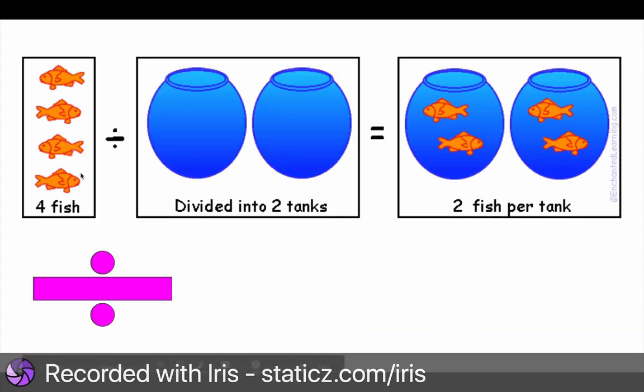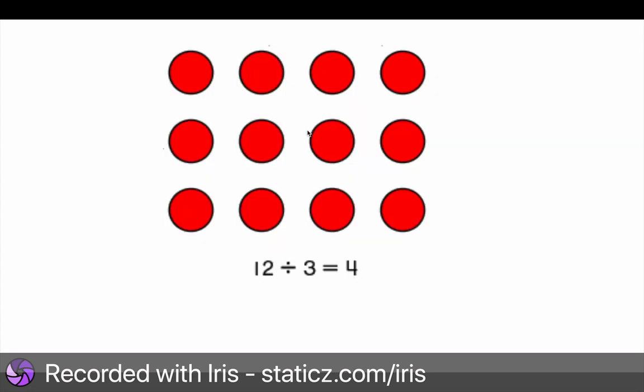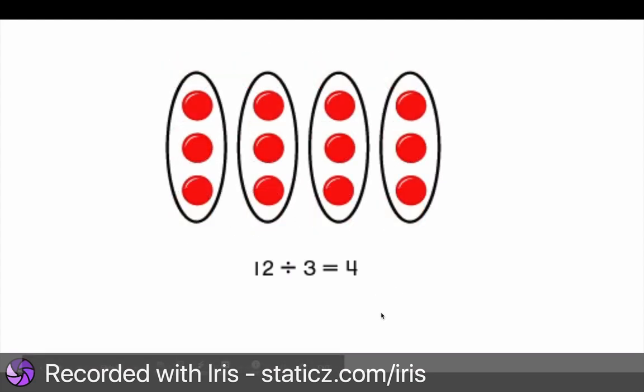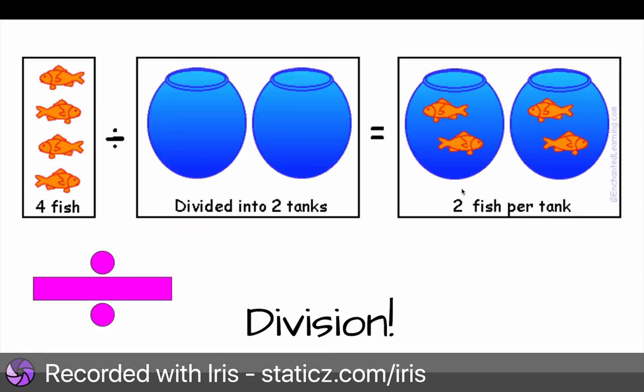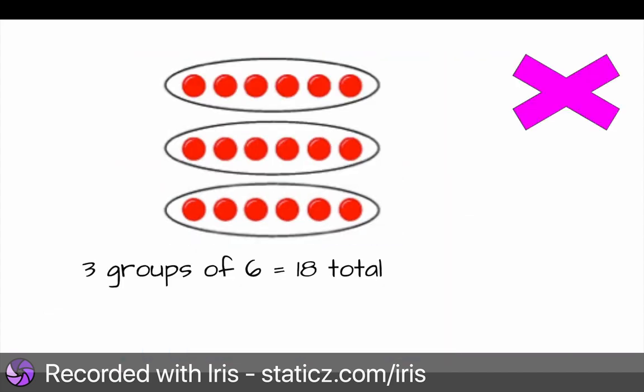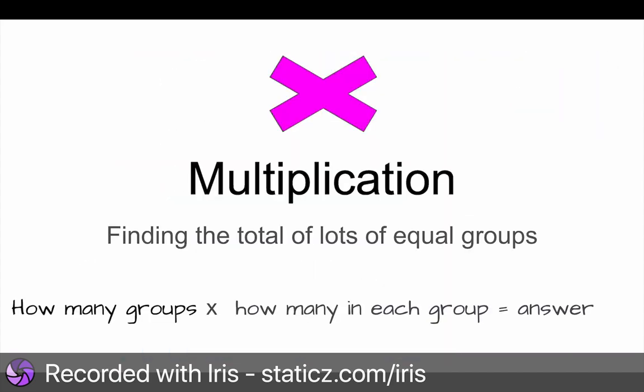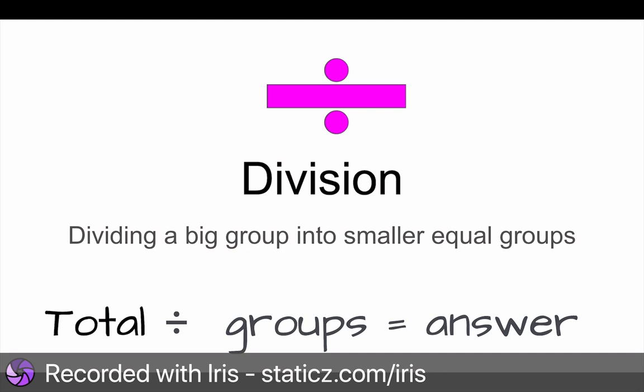4 fish divided into 2 tanks equals 2 fish per tank. So I started with the total number of fish and then divided it into groups. Division. Here, again, I start with a total of 12. And then I divide it into 3 things in a group, and I get 4 groups. So basically, let's go back a little bit. Multiplication, we take the groups to find the total. Division, we start with the total and find the groups.